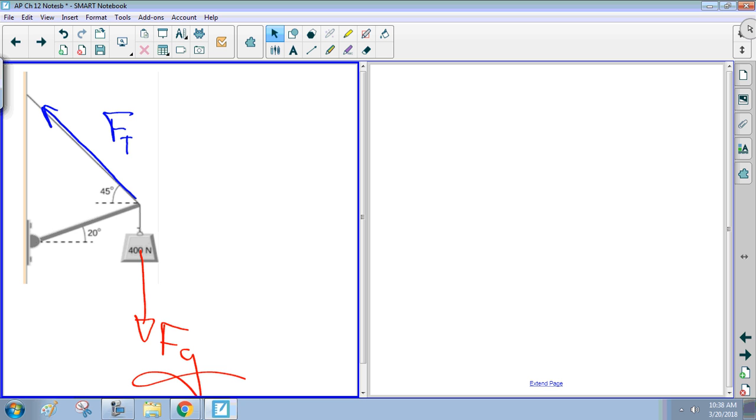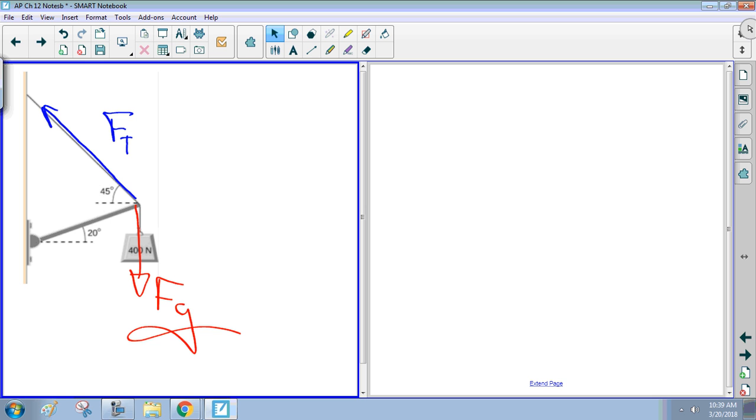Forget about everything else. Just think about this 400 newton weight. Gravity's pulling it down with 400 newtons. Why isn't it falling? Because the tension's pulling it up, right? So technically, this force of gravity, I probably should have labeled it as another tension force. Do you know what I mean? Does everybody see what I'm saying? Okay. So I'm going to leave it like that, even though technically it's sloppy.